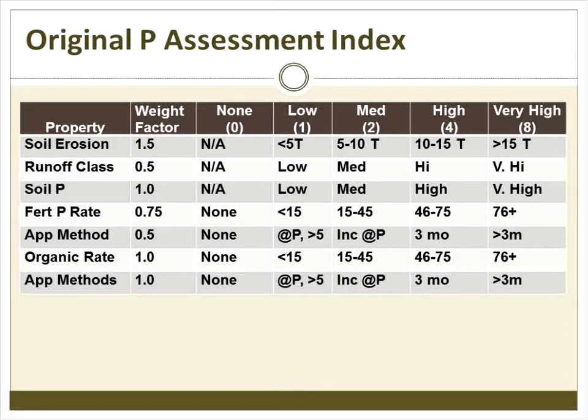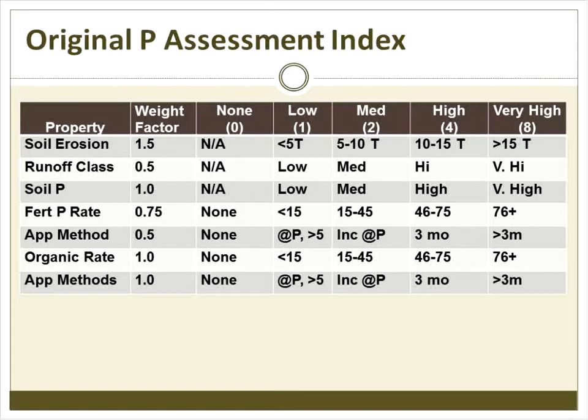Now, the original phosphorus assessment index was developed by a gentleman by the name of Lemunyon who worked for NRCS. And they basically went through and said, what are the important factors that transport phosphorus from an agricultural field into a water resource? Soil erosion, obviously. Soil class is important because soil class determines how much runoff you have. So basically, soil runoff class is a surrogate for the amount of soluble phosphorus loss.